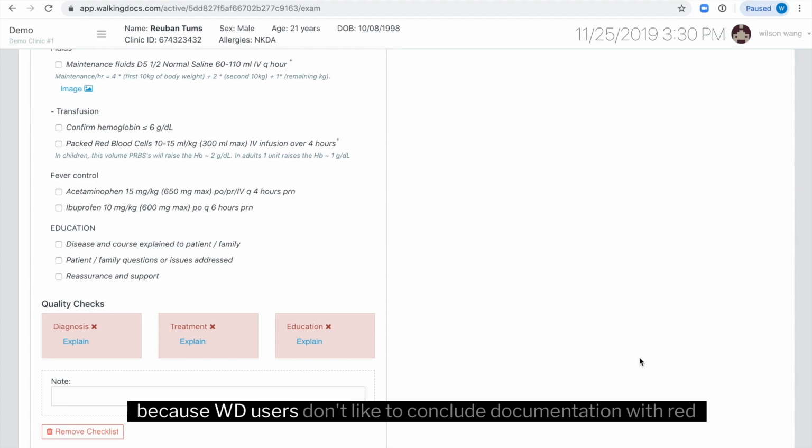First, because WD users don't like to conclude documentation with red marks, and second, because individual performance on this indicator will be incorporated into the overall health statistics of the facility.